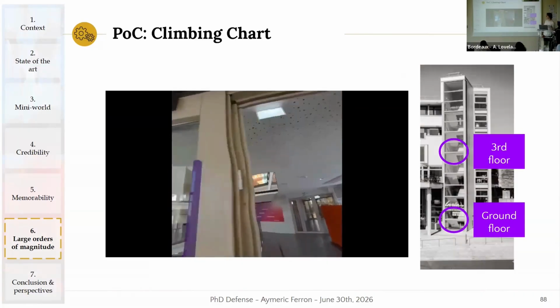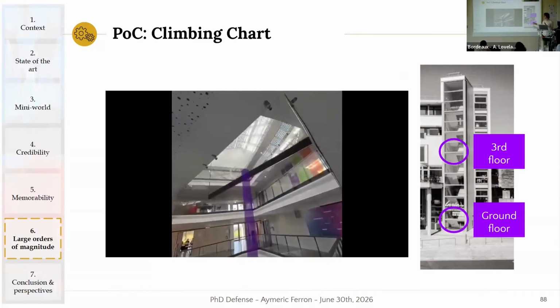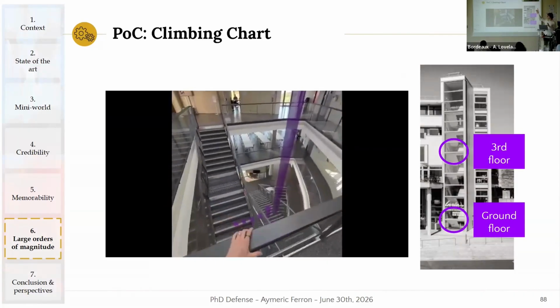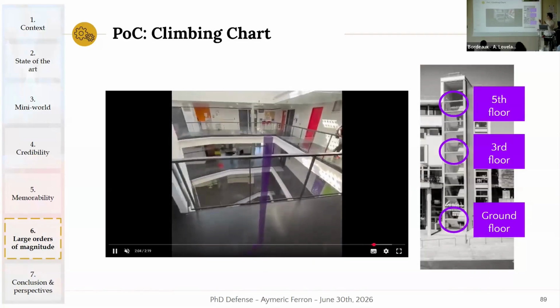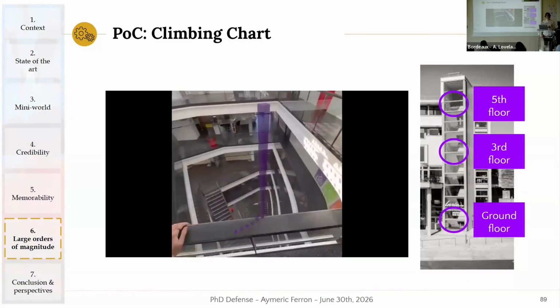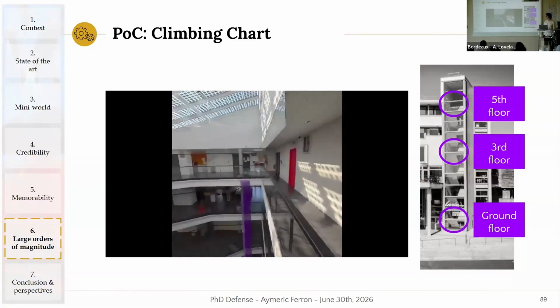So here at the third floor, I'm approximately at the middle of the visualization. I can see the bar and I can also see the lowest values. And finally, reaching the fifth floor, I can see the top of the bar, and here I am 20 meters higher than the ground floor.